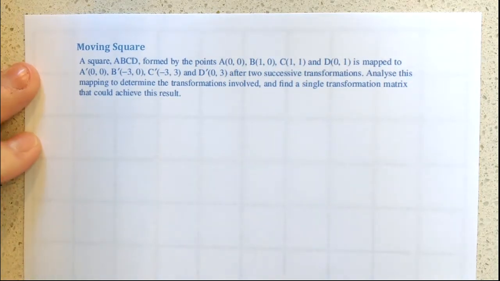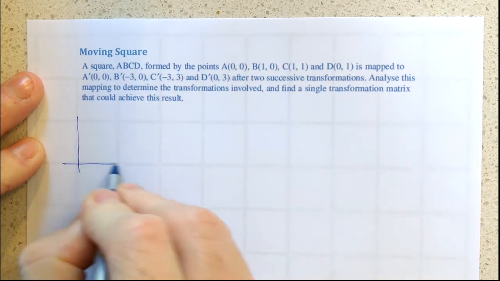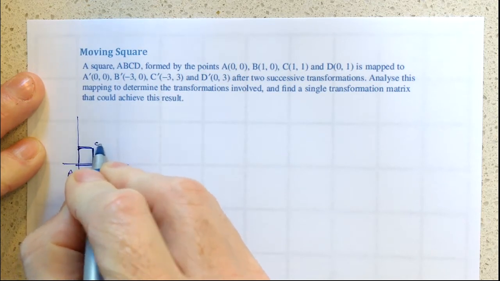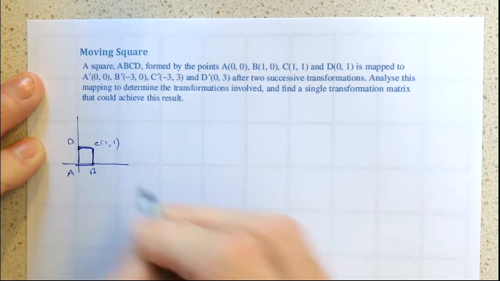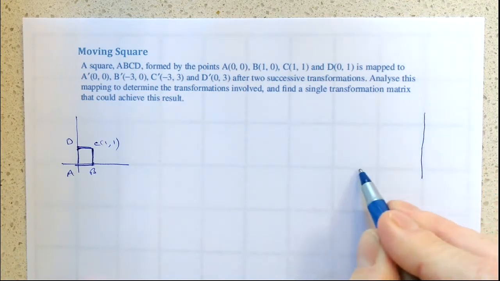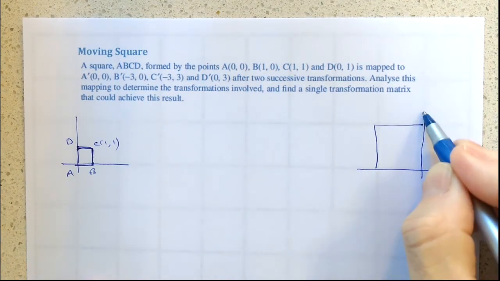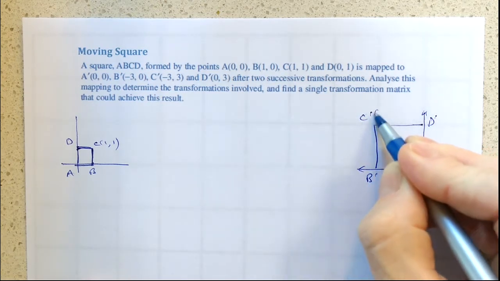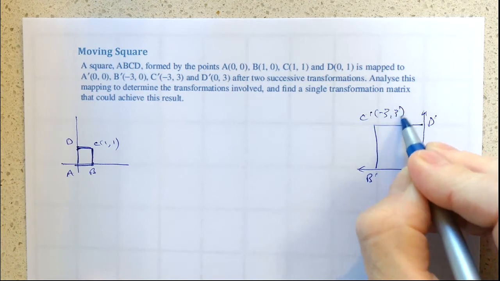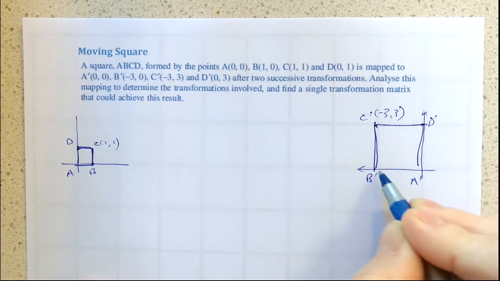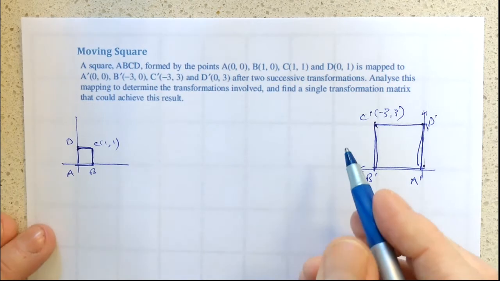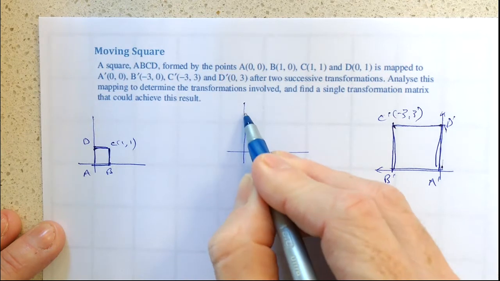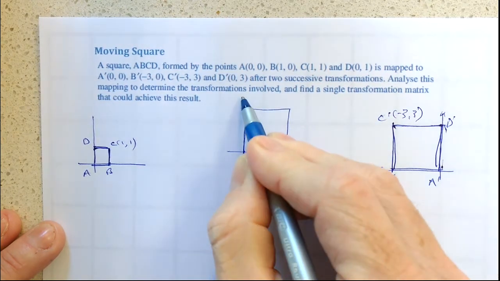So the first step I'd expect to see is for students to draw this out, to visualize it. So we would have an initial drawing like this, with A, B, C, D, with C at 1, 1, and drawing its image like this, with points A dash, B dash, C dash, and D dash now with C at minus 3, 3. Now clearly this square has undergone some kind of dilation, so the student might identify an intermediate step here and draw this out like this.